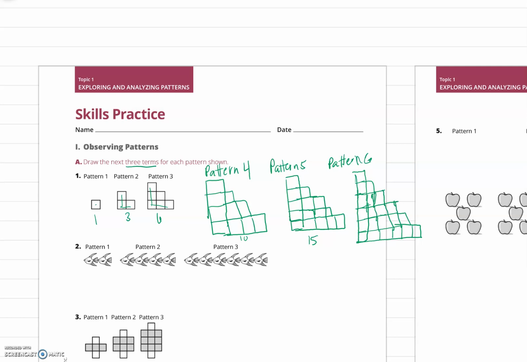Anyways, that would be pattern 6, and we have a total of 1, 2, 3, 4, 5, 6, 7, 8, 9, 10, 11, 12, 13, 14, 15, 16, 17, 18, 19, 20, 21.